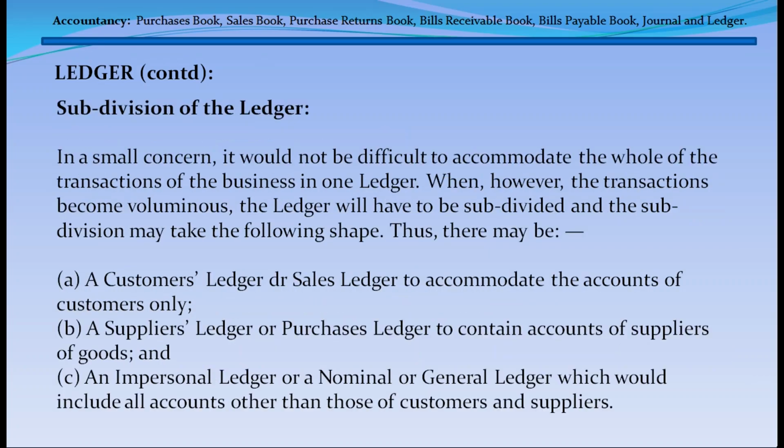Subdivisions of the ledger. In a small concern, it would not be difficult to accommodate the whole of the transactions of business in the one ledger. But when the transactions become voluminous, the ledger will have to be subdivided, and subdivisions may take the following forms. Thus, there may be a customers ledger or sales ledger to accommodate the accounts of customers only, a suppliers ledger or purchase ledger to contain accounts of suppliers only, and an impersonal ledger or nominal ledger or general ledger which would include all accounts other than those of customers and suppliers.